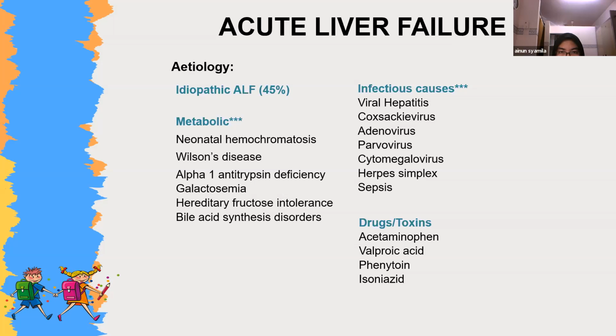and other viruses as listed below. The next etiology is the metabolic causes such as neonatal hemochromatosis and Wilson disease. Wilson disease can also cause both acute and chronic liver failure. Others include alpha-1 antitrypsin deficiency, galactosemia, and others. Noted also are other etiologies such as drugs, for example paracetamol, some of the anti-epileptic drugs and also some of the antibiotics, which can cause acute liver failure. Okay, next.